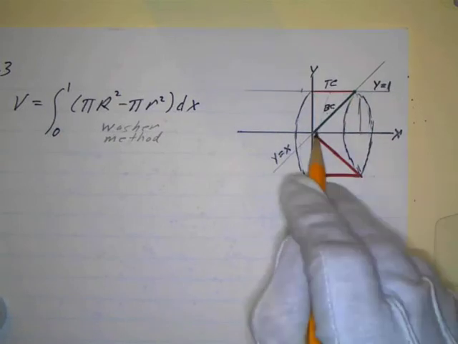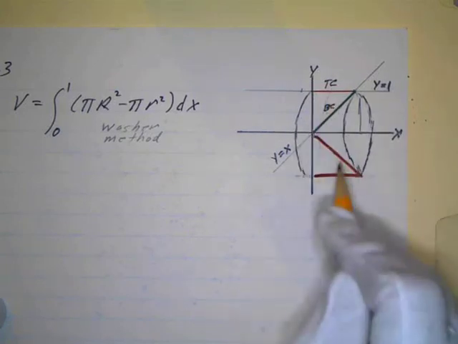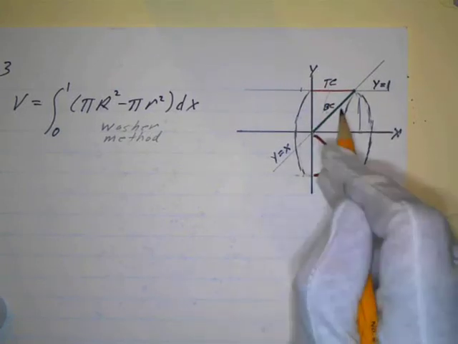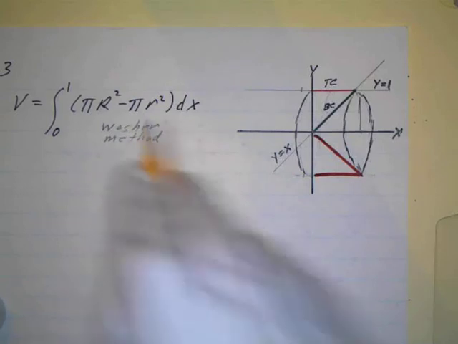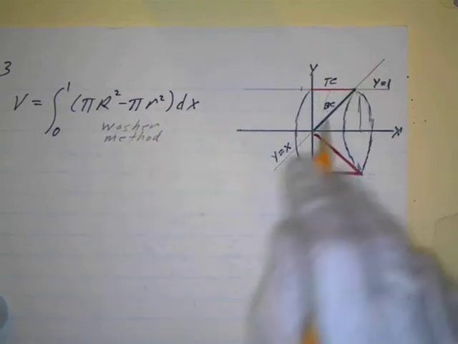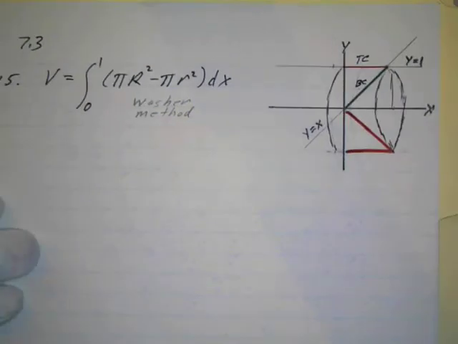So we're going to integrate this from 0 to 1. And we're going to take the whole thing, which is a cylinder, and then we're going to subtract the cone. That's what this part would be. And remember, the radius changes because it's based upon this bottom curve. So there's your sketch.